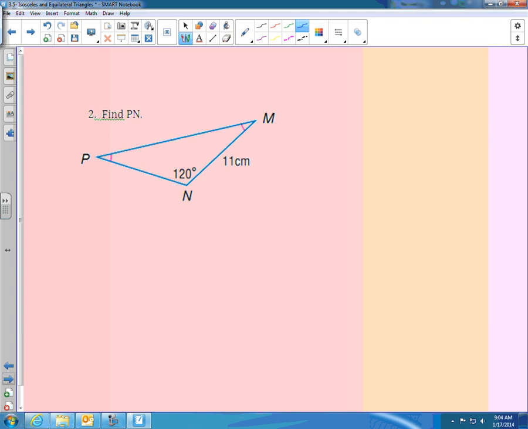All right, so our first problem here says find PN. Well, we notice here and here that these angles are congruent, so the sides opposite of them will also be congruent. So if MN is 11 centimeters, then PN is 11 centimeters also.